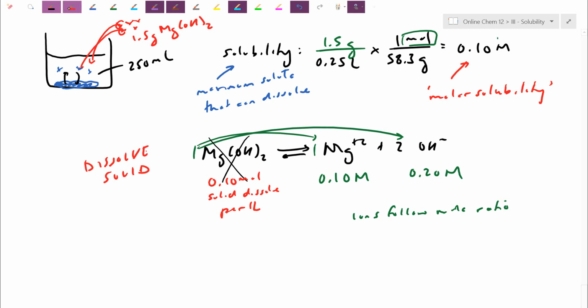Now here's the strange thing here. If this is the maximum limit, let's say I drop in a little bit more magnesium hydroxide. I can drop in more solid, no problem, right? MgOH2, MgOH2, right?